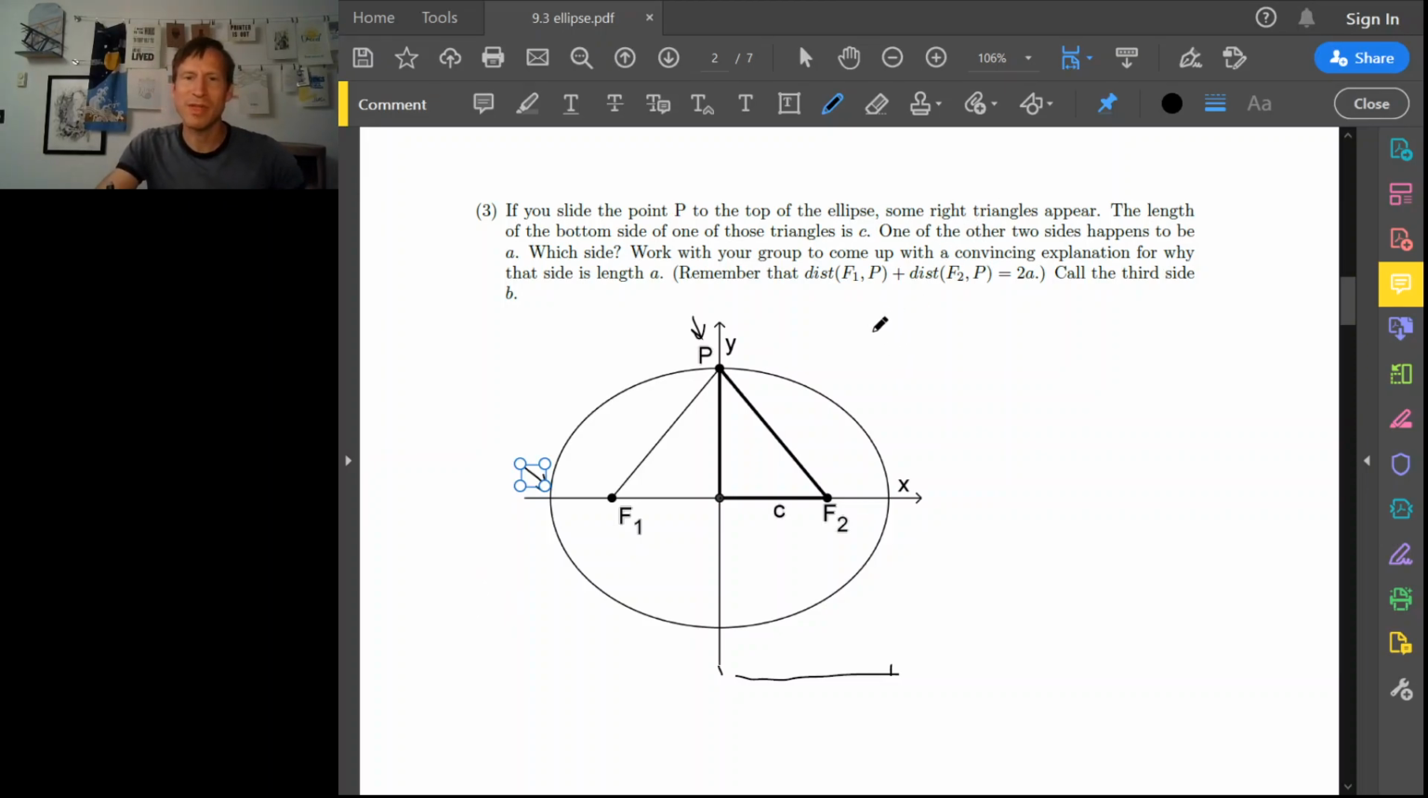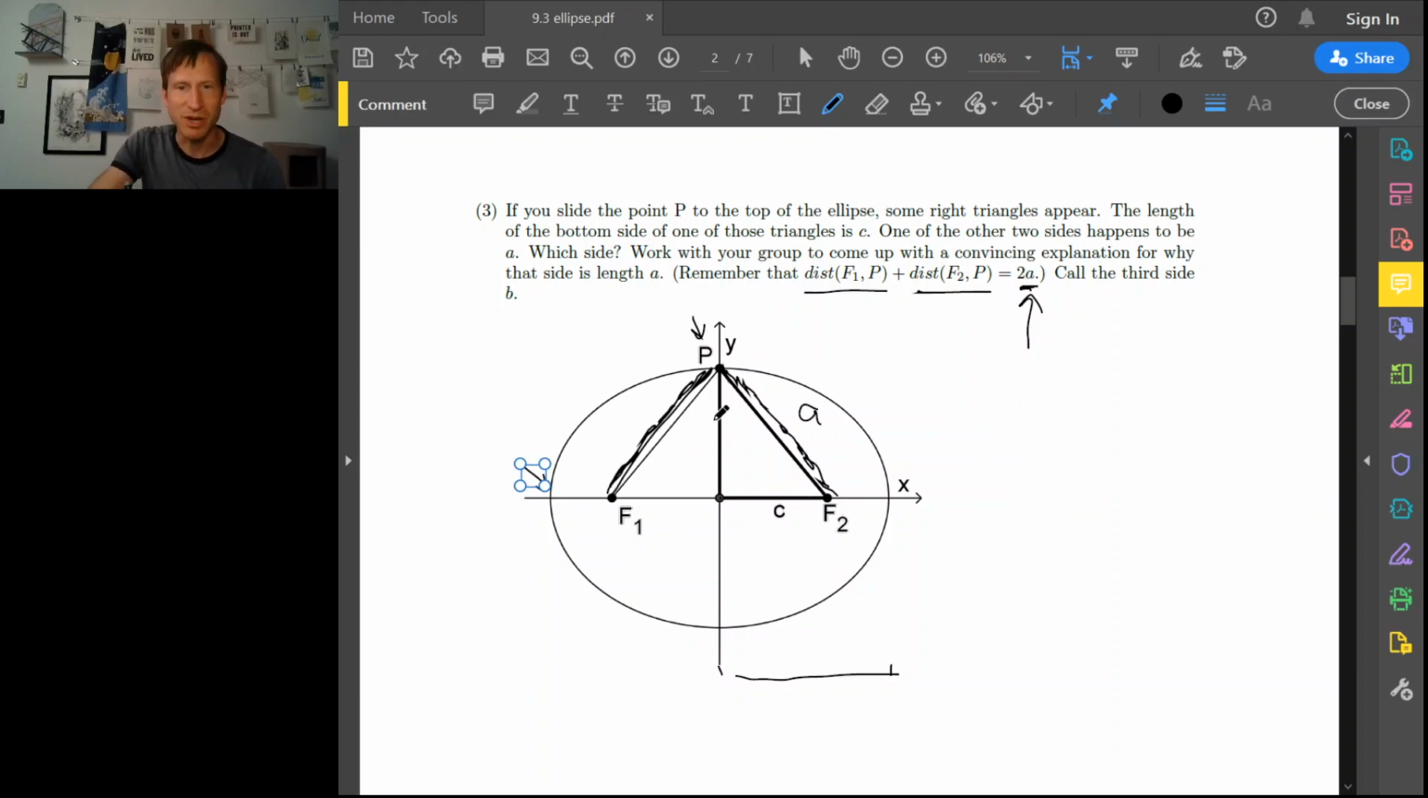Okay, well remember that the distance from F1 to P plus the distance from F2 to P has to be 2a. Well, what are those distances in this diagram? The distance from F1 to P is this left diagonal line, and the distance from F2 to P is this right diagonal line. And those two are supposed to add up to 2a, but they're the same length, so a is just one of them. That means a is this hypotenuse in this right triangle here.